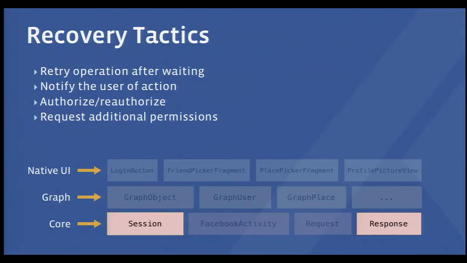And the last thing that you can do is request additional permissions. Of course, we already saw that. It's basically going to come back in the error and tell you the permission that you don't have, and so you can request that permission via a reauthorize mechanism.